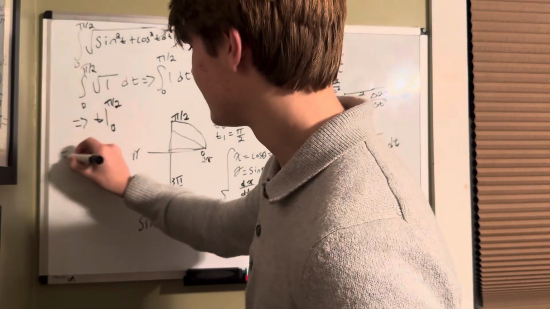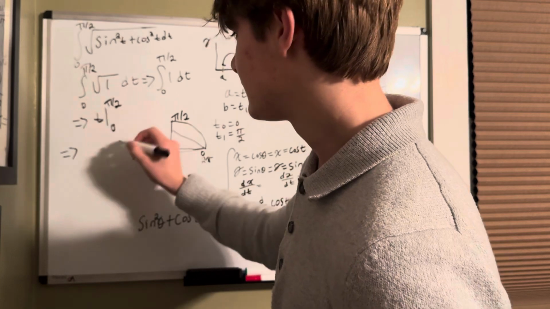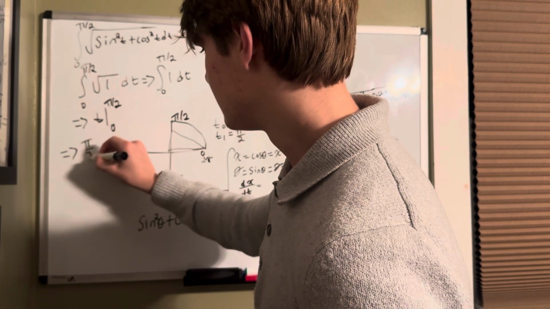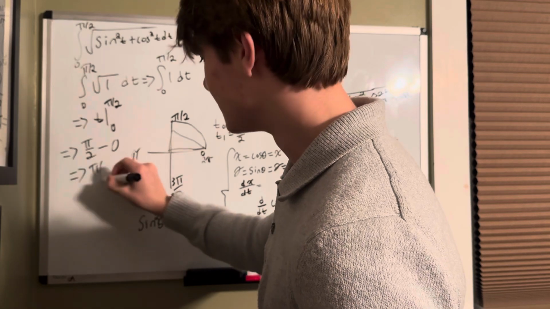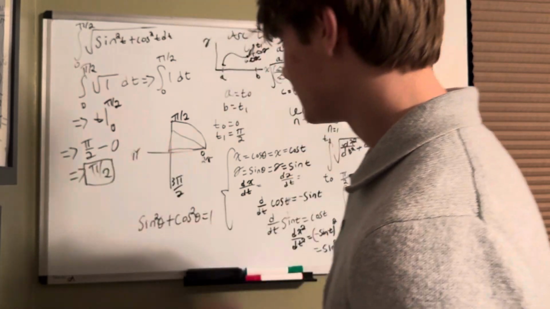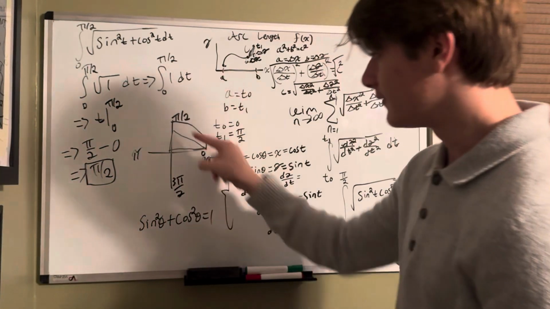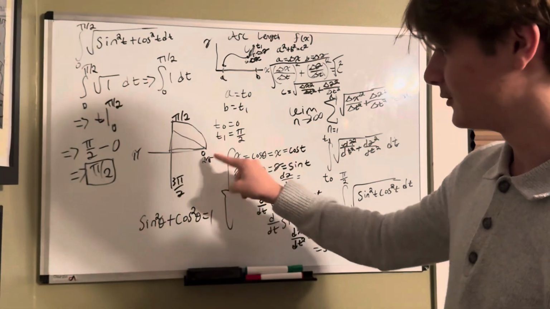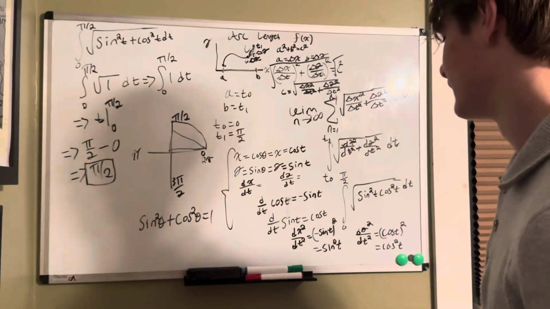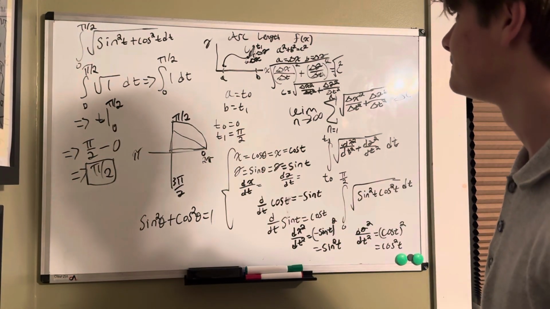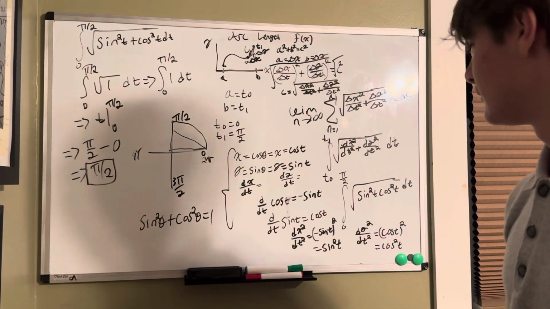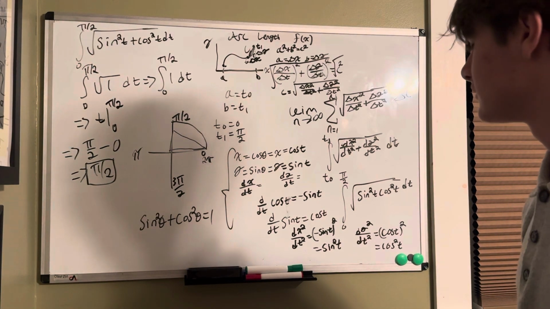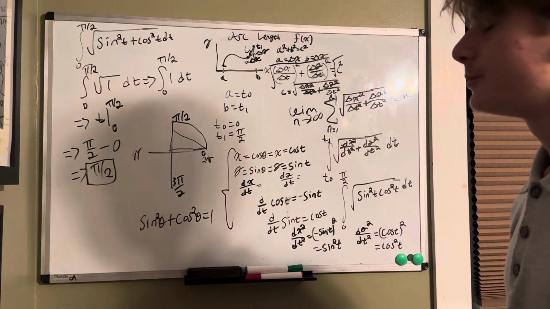So now we get pi over 2 minus 0, which is pi over 2, which is the arc length of that arc. 0 to pi over 2 is pi over 2. There is the proof. And that was an exciting one there. I hope you all enjoyed. That was an interesting one. And I hope you learned a lot.